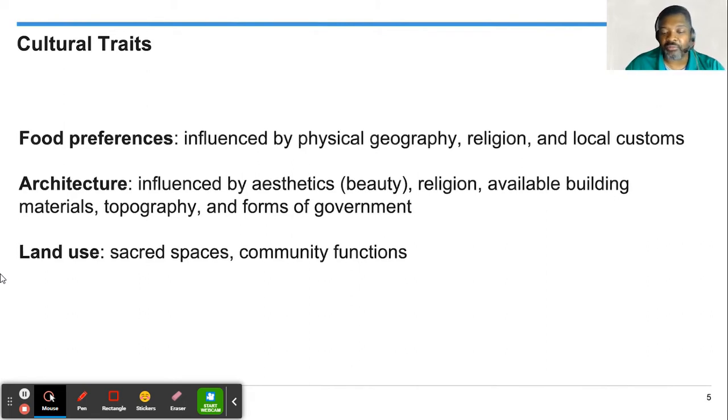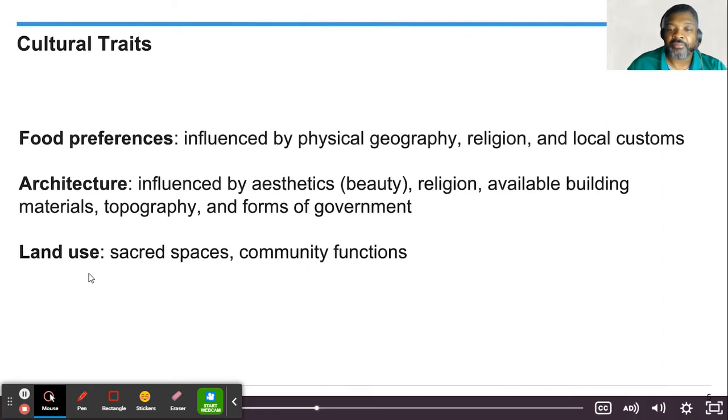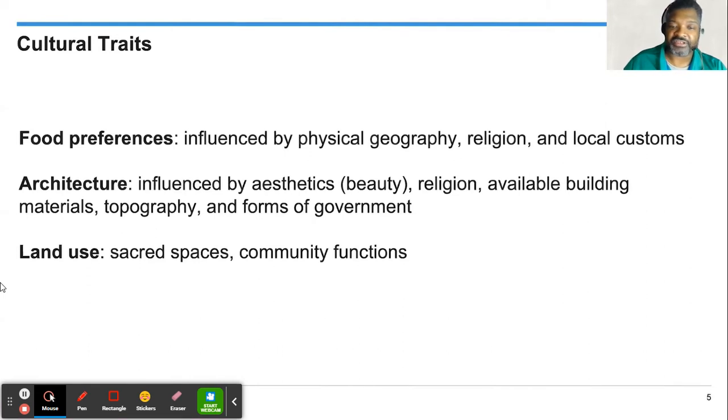Architecture is another element we see evidence of a culture. This is influenced by what a group thinks looks good, and again, in terms of aesthetics. Religion, with certain structures having certain functions, like the towers of many mosques, where worshippers are called to pray. Building materials derived from locally sourced materials, coupled with the topography or changes in the elevation, can become a signature for a culture. Lastly, land use is also a great influence on architecture.